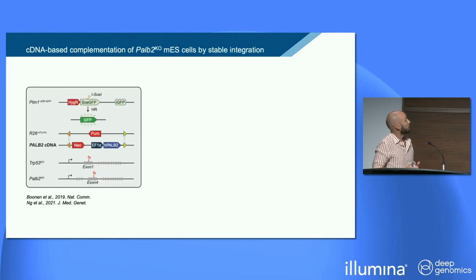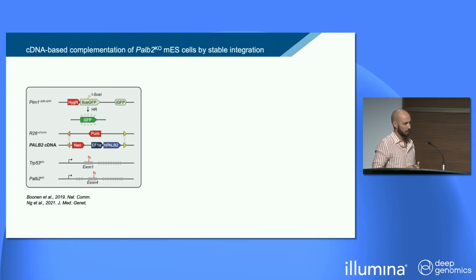We can do this in our mouse embryonic stem cell-based system. Our cells are knockout for PALB2. PALB2 is an essential gene, so we first had to knock out P53, because then these cells tolerate the subsequent knockout of PALB2. At the ROSA26 locus, we have integrated recombination sites that allow us to fairly efficiently flip in our human cDNA for PALB2. After that stable integration, these cells also become resistant to neomycin.